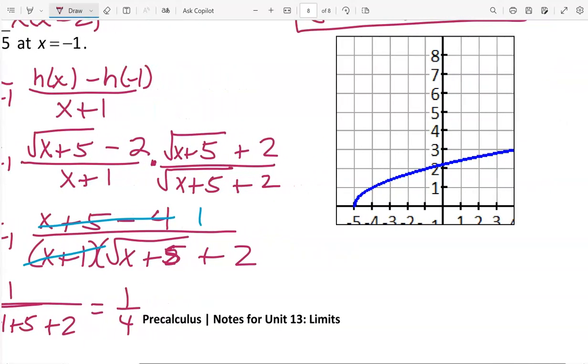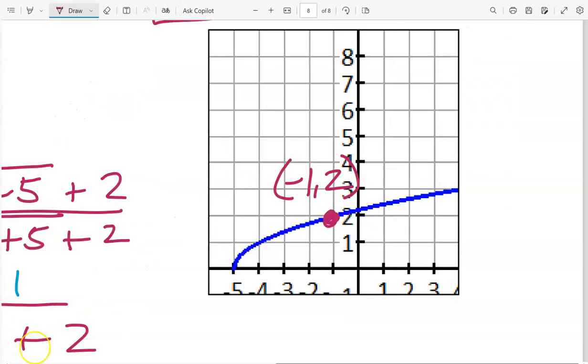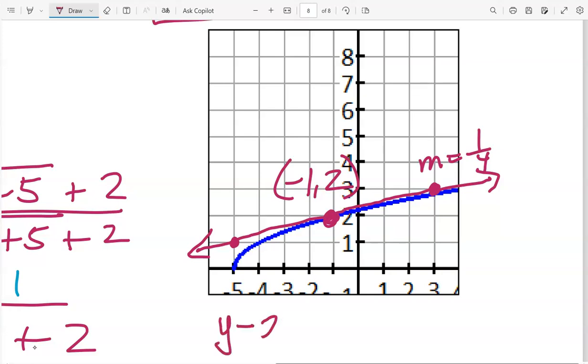If we go to the graph at x equals negative 1, our y value is 2, and the slope we just found from our limit is 1/4, so that means we can go over 4 and up 1 from that point of tangency, or over 4 to the left and down 1. And there's our tangent line, and our tangent line has a slope of 1/4, so the equation when written in point slope form is y minus 2 is equal to 1/4 times x plus 1.